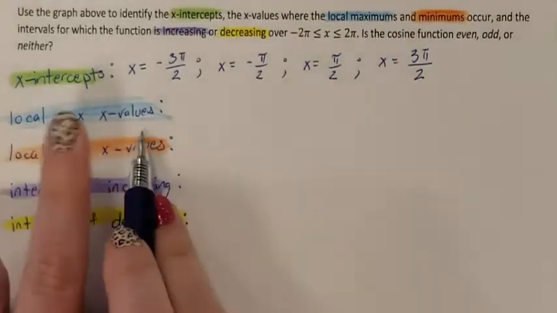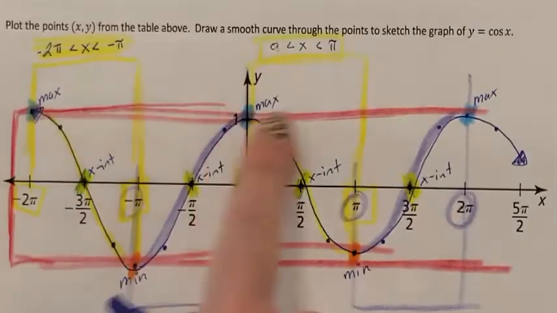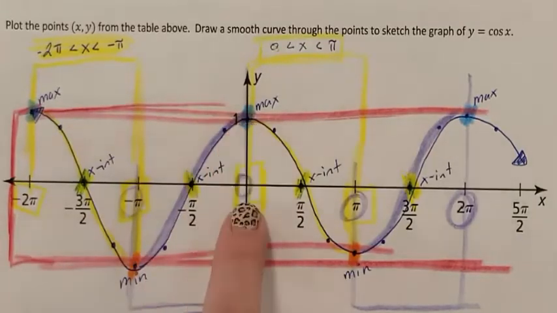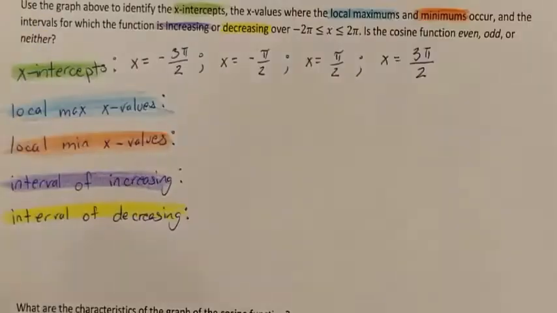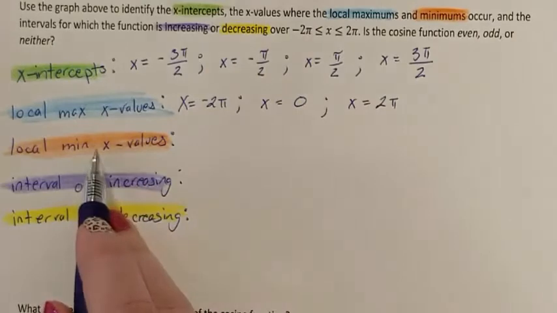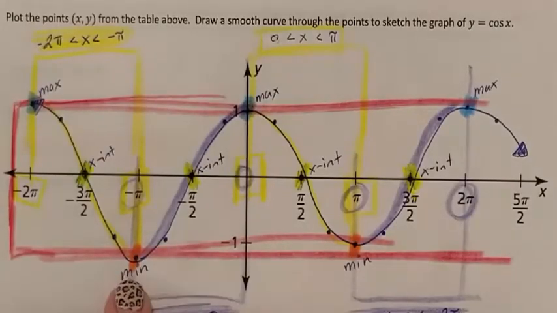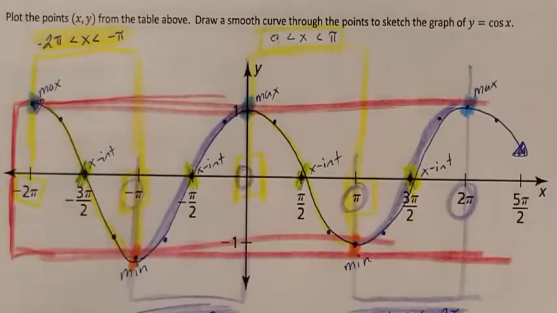Next, we're looking for the x values of our local max. We have 3 maxes. So the first max was at negative 2 pi, our second max was at 0, and our third max was at 2 pi. Next, we're being asked to find the x values of the local mins. We have 2 mins. The first minimum's x value is negative pi. The second min's x value is pi.